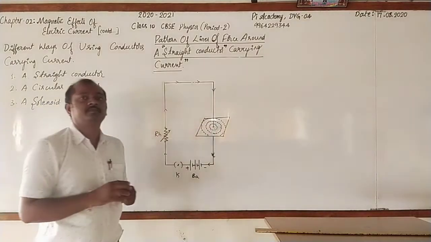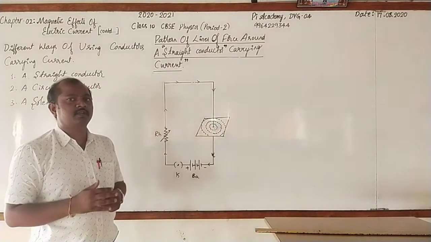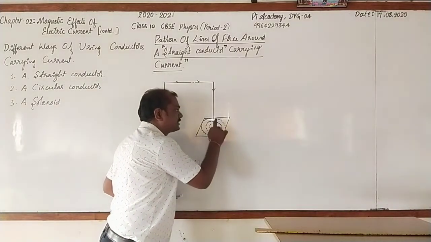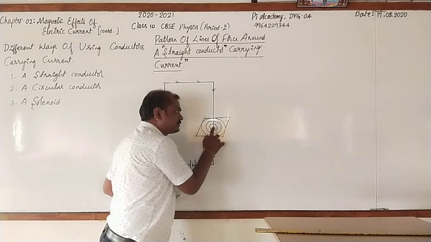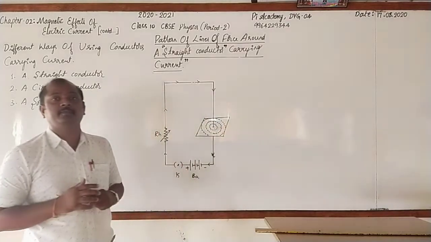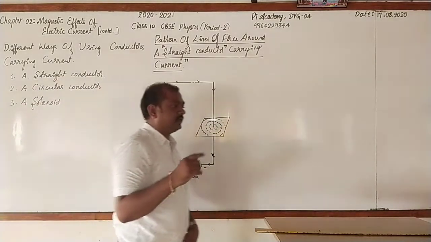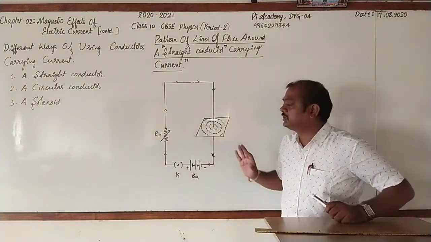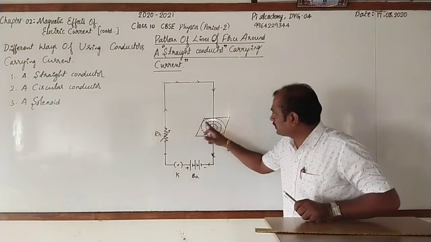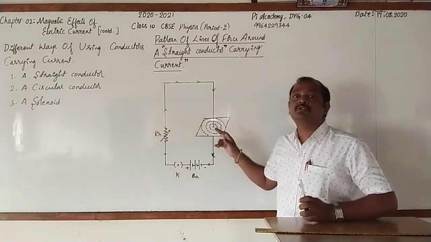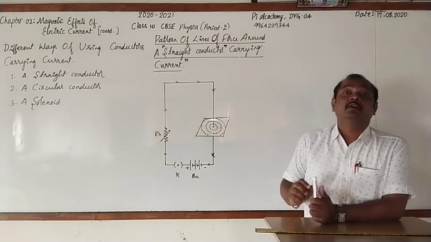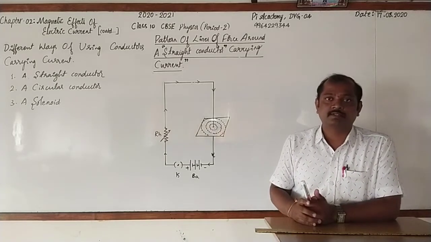Do you say that it is just circles? No. Why? Just keep observing all these circles. They have the same center but different radii. Yes, they are called concentric circles. And from this activity, we can conclude that the pattern of lines of force around a straight conductor carrying current will be concentric circles.